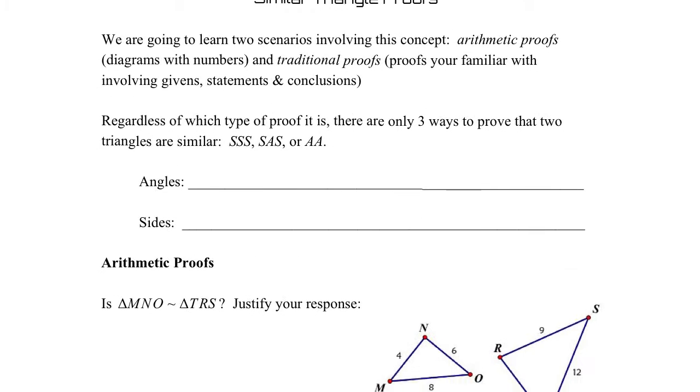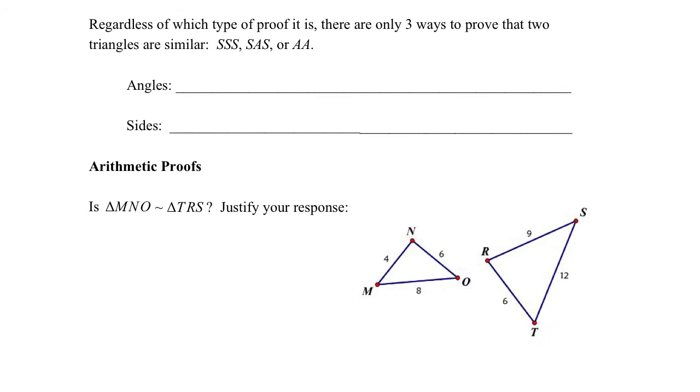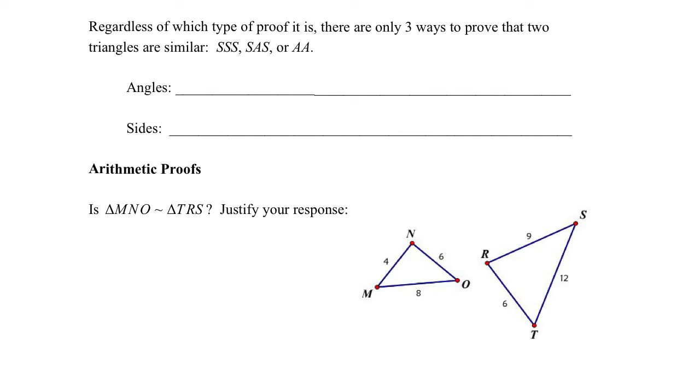So regardless of which type of proof it is, there are only three ways to prove that two triangles are similar. We've got side, side, side, side, angle, side, or angle, angle. Third angle isn't necessary because if two of them are congruent, then the third one is congruent, and mathematicians are lazy. So we don't want to do that third angle. We only need two. That is sufficient.